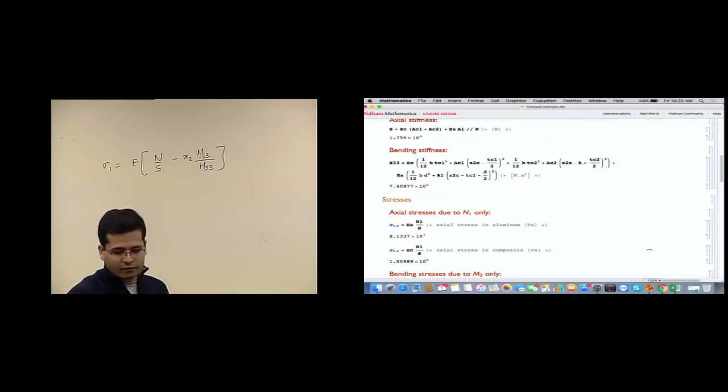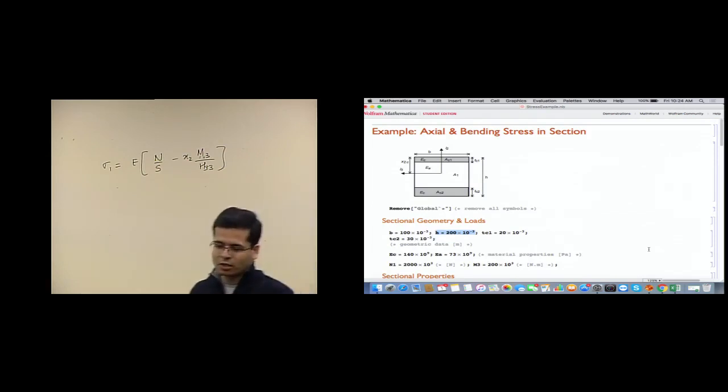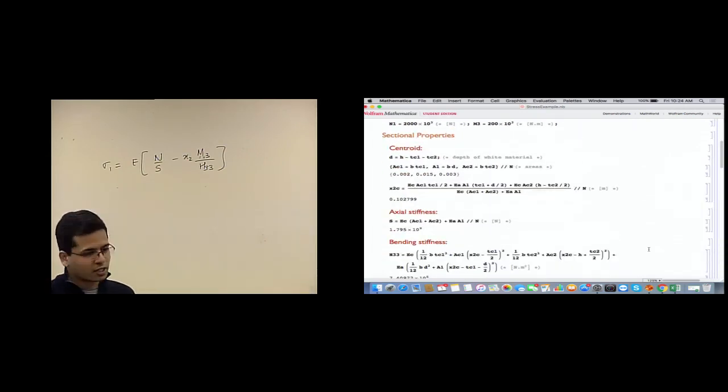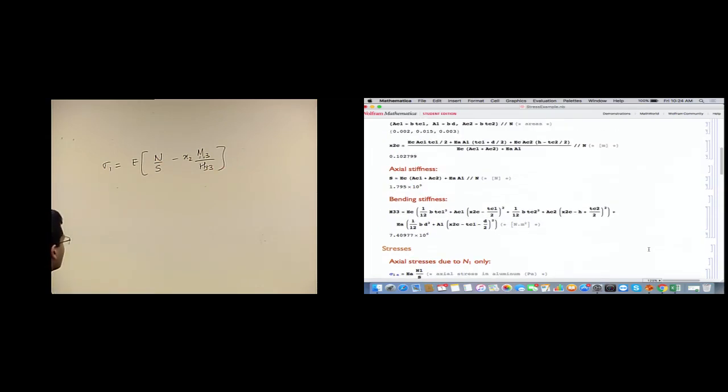H23 is 0 because we have one plane of symmetry. So about I2 there is symmetry, so it becomes an odd function. H23 integration will go to 0, right? So we can use this formula only.